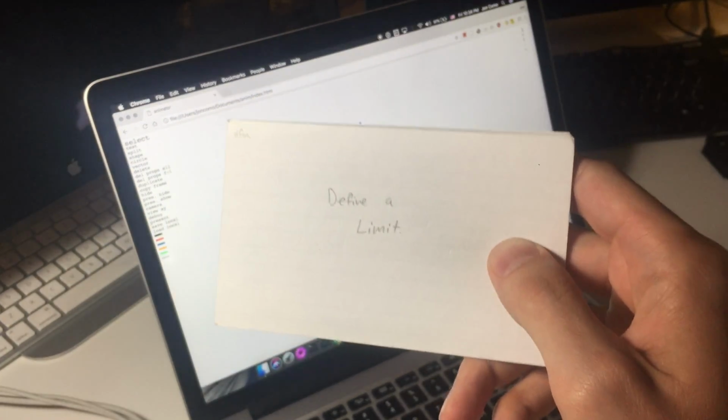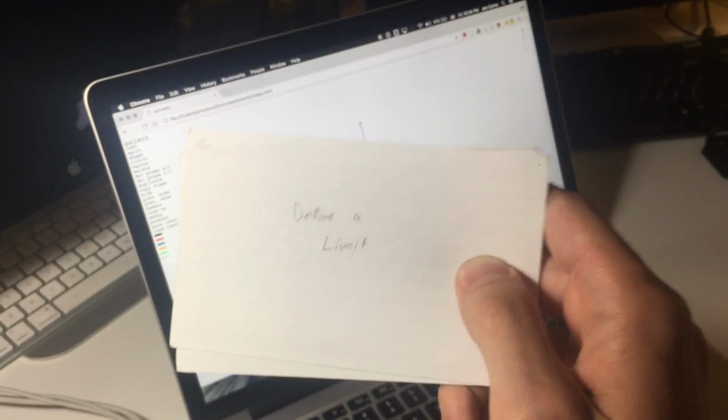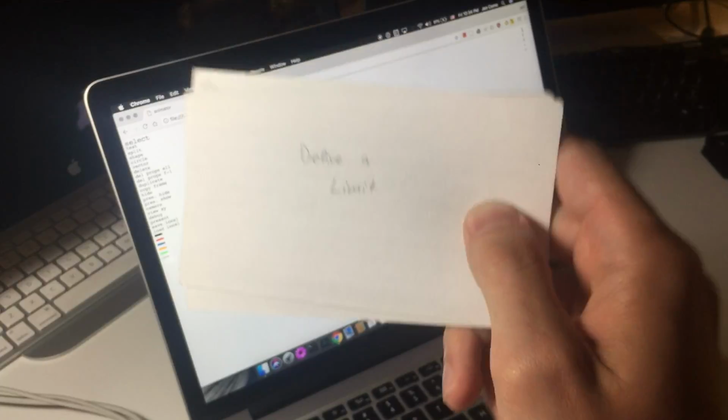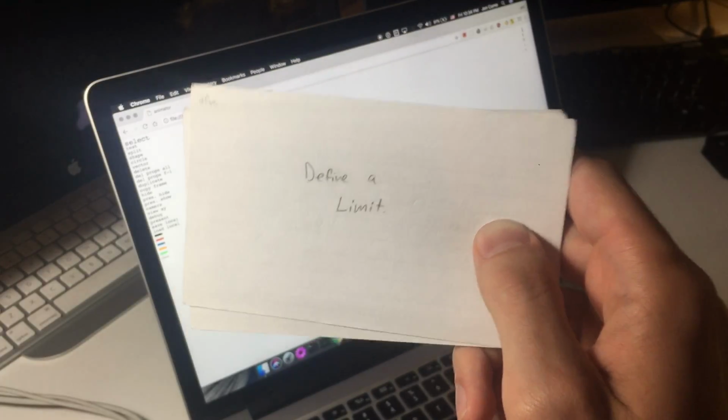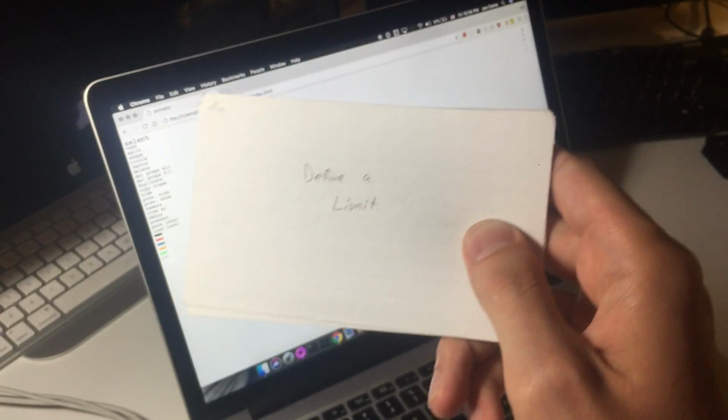It's Friday night, and the best thing to do on a Friday night is to review your note cards. So, today we're going to be talking about limits in Calculus 1. And let's just jump into it.